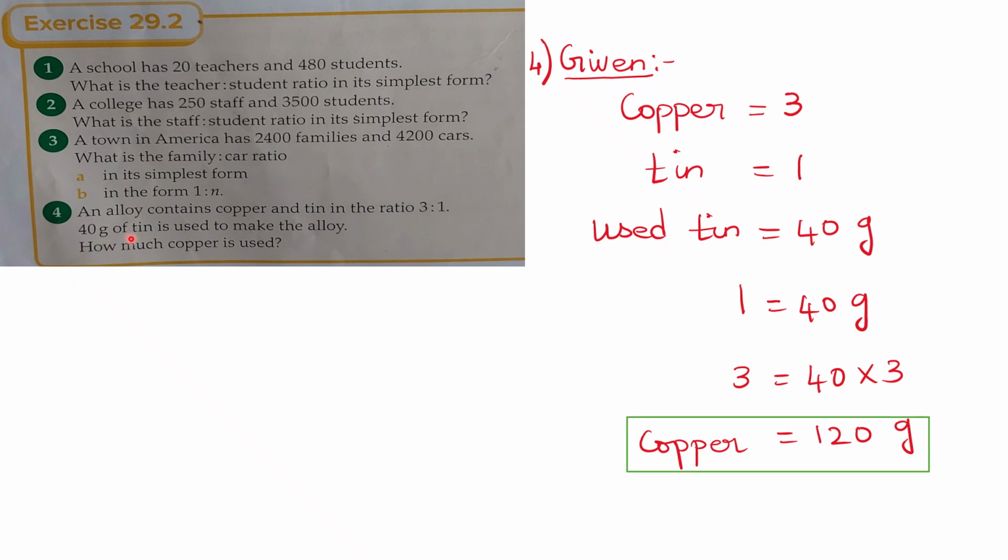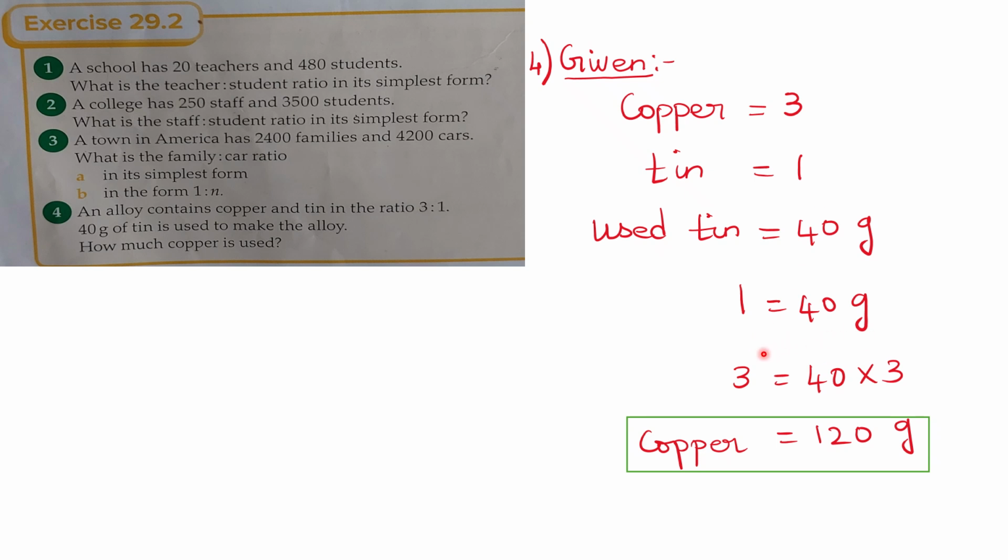Fourth question: an alloy contains copper and tin in the ratio 3 is to 1. 40 grams of tin is used to make the alloy. How much copper is used? What is given: copper equals 3, tin equals 1, that is 3 is to 1. The used tin is 40 grams. So tin equals 1, that means 1 equals 40 grams.